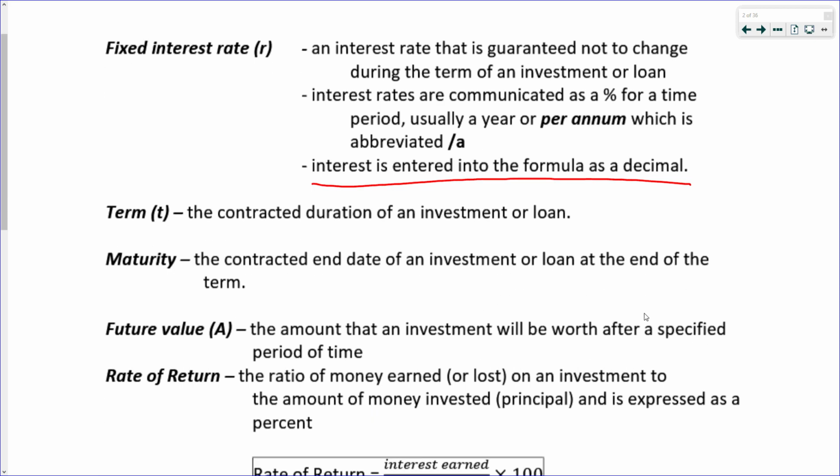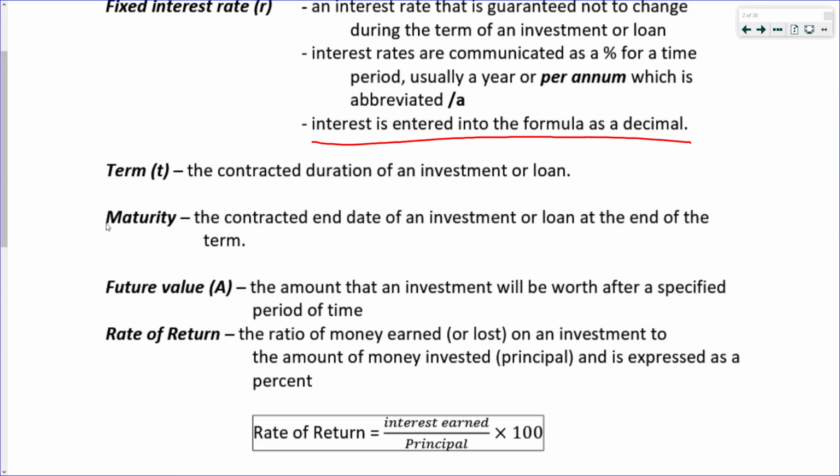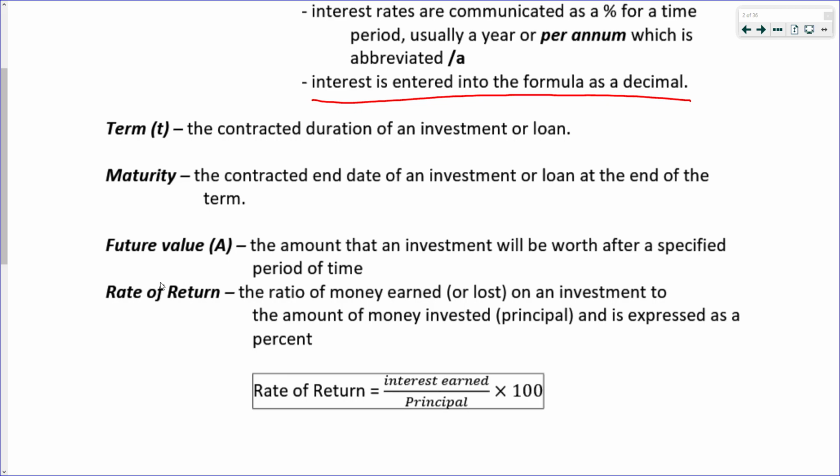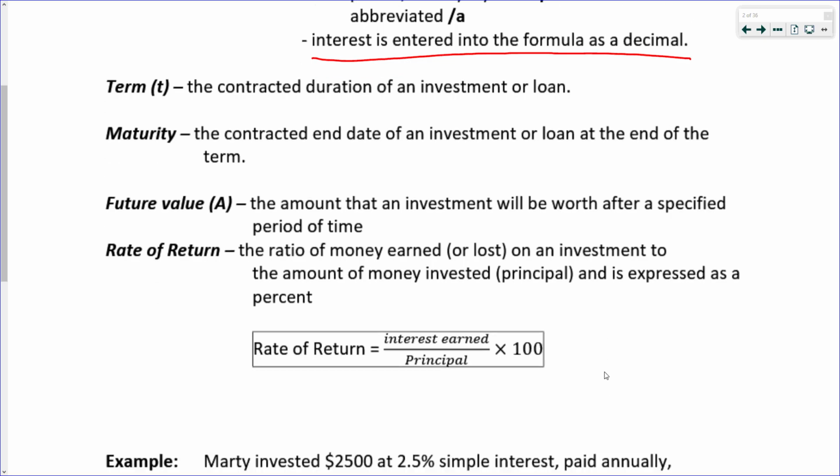Then we have the term, which is the T. That's the contracted duration of an investment or a loan. So usually you're going to have this loan or this investment for X amount of years, your T. Then the other term that we're going to use is maturity, which is the contracted end date of an investment or loan at the end of the term. So when a loan or an investment reaches maturity, it's the end of whatever time period you had picked out at the beginning. And then future value, which we use A for, is the amount that an investment will be worth after a specified period of time, or the term.